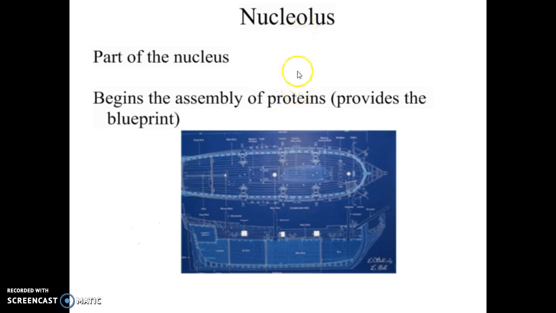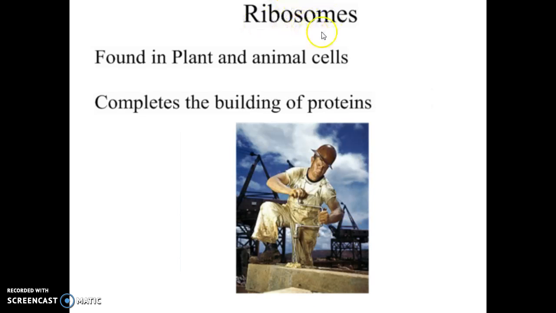So once the nucleolus has provided the blueprint or instructions for how a protein should be assembled, or the sequence of amino acids, that blueprint is then sent to the ribosomes, which would be kind of like construction workers. They would take that blueprint and follow it to a T. They would do everything that the instructions told them to do. In this case, it's how the rest of the protein should be assembled.